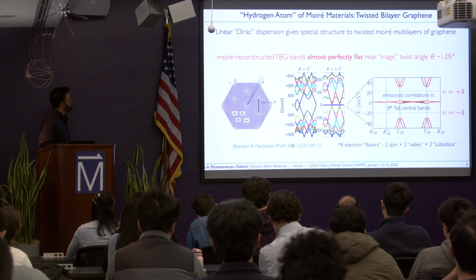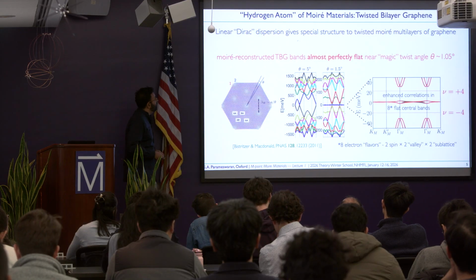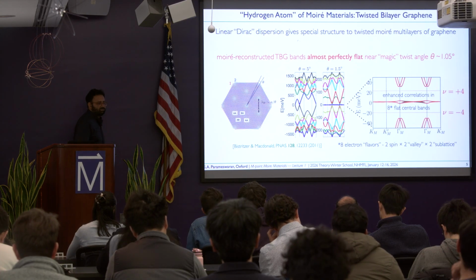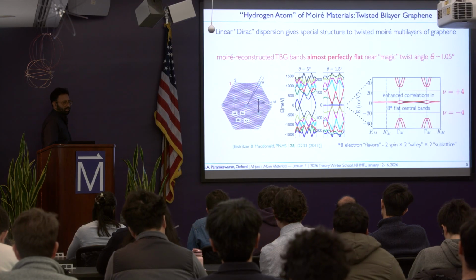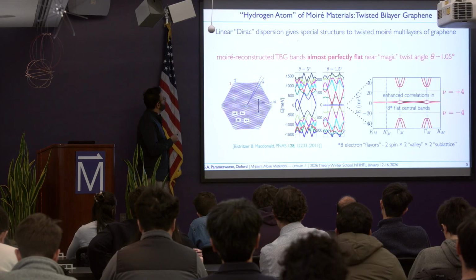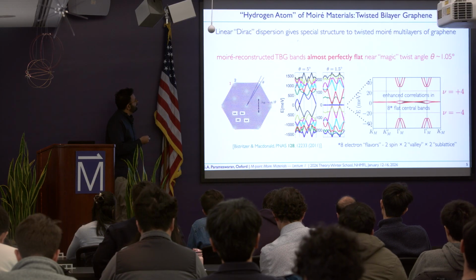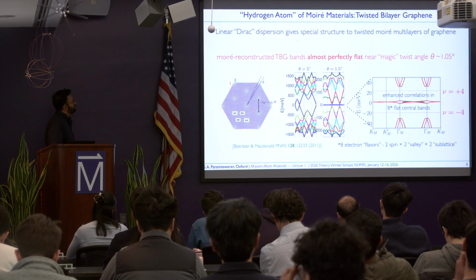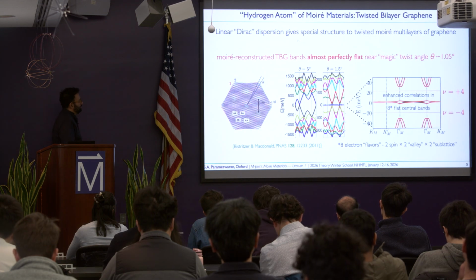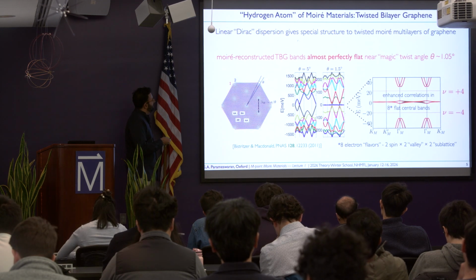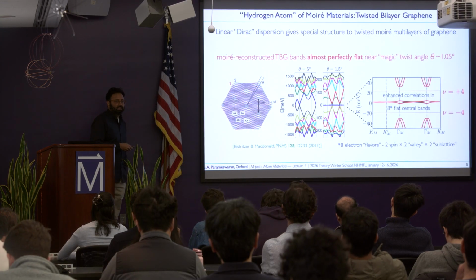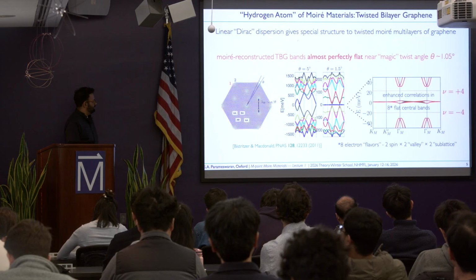Okay? And of course, the field was kicked off by what I like to think of as the hydrogen atom of moiré materials, and that's a loaded comparison. It's hydrogen in the sense that it's simple and we can do a lot of calculations for it on the back of the envelope, but it's also like hydrogen in that it's very special: twisted bilayer graphene. That's because you have a linear Dirac dispersion, so there's a special structure to the moiré problem, and much has been written about that. But this goes back to the very early idea that the moiré reconstructed bands are almost perfectly flat near a magic angle of about 1.5 degrees. And this was pointed out by Bistritzer and MacDonald.